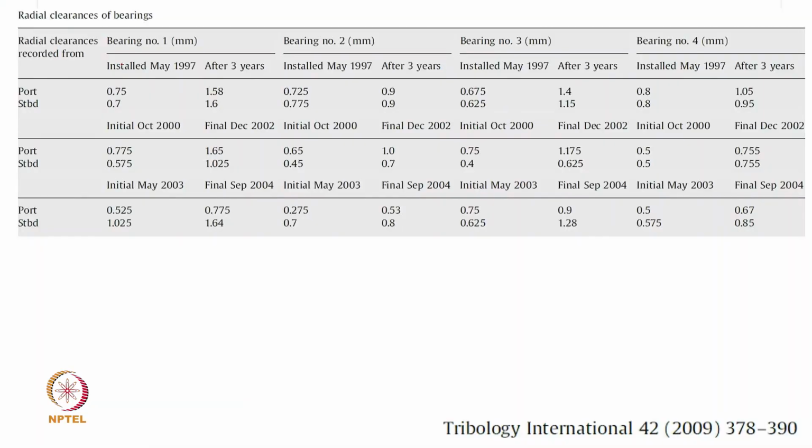This is what we got from a logbook. You can see that whenever the bearing was installed, the initial clearance was 0.75, 0.6, while after 3 years the clearance has increased significantly. Similarly for bearing 2, but for bearing number 1 the clearance increase is significantly high. Bearing 2 is relatively lesser. In the third case, it has also increased from 0.6 to this one. So for the third bearing, even with a lesser load, the bearing clearance has increased significantly.